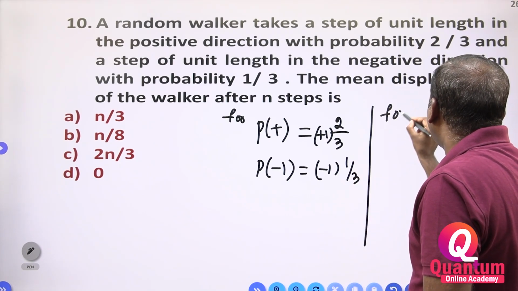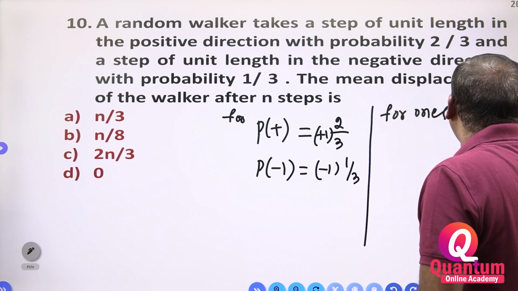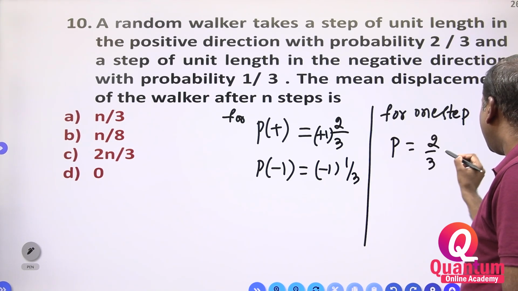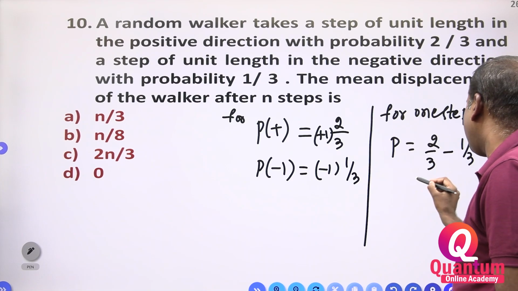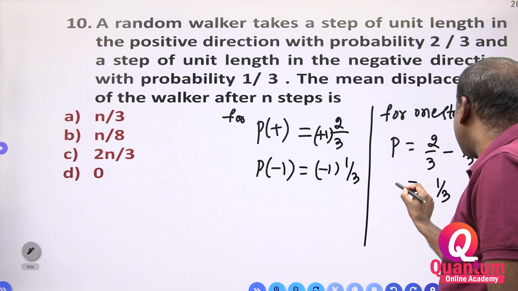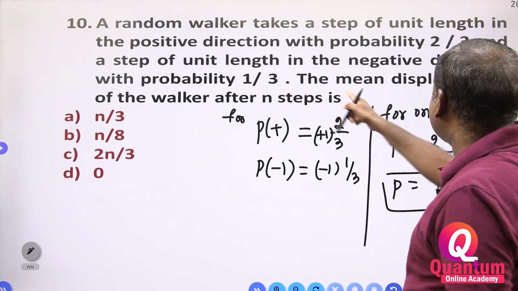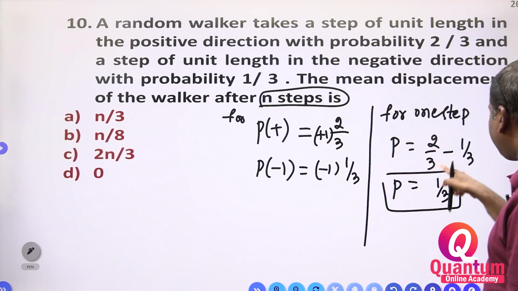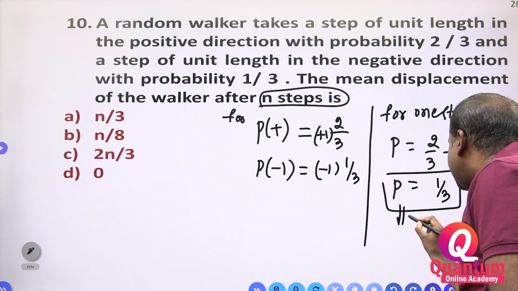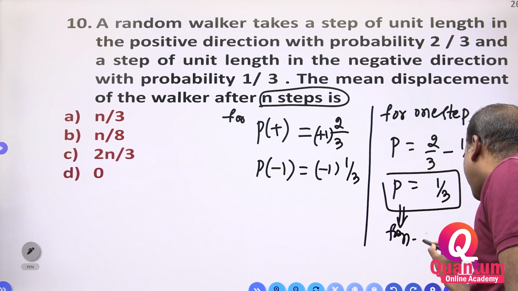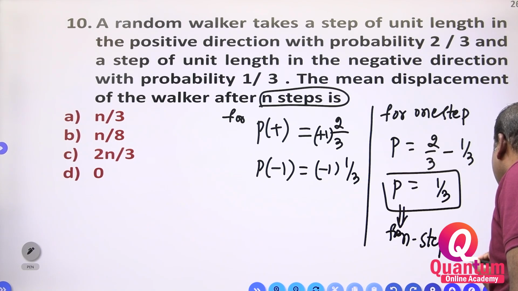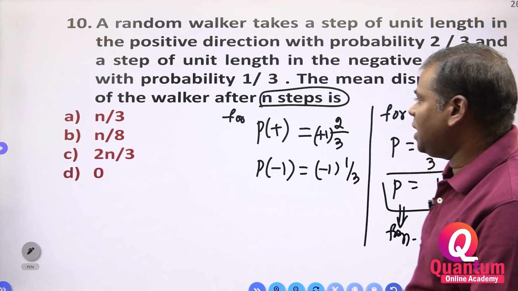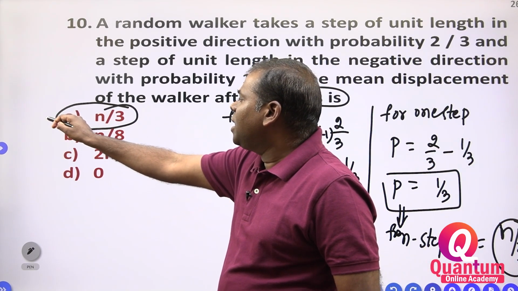For one step, the probability is 2 by 3 minus 1 by 3. This is the total. So 2 by 3 minus 1 by 3 is equal to 1 by 3 for one step. What are they asking? The mean displacement of the walker after n number of steps. For one step 1 by 3 we are getting. For n steps, how much will it walk? N by 3. Option A is correct. Very, very simple.